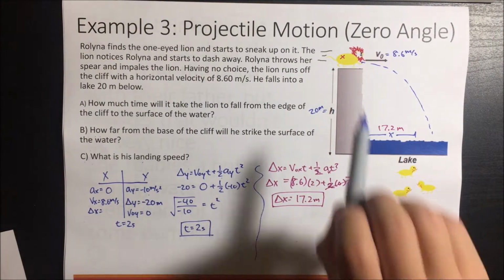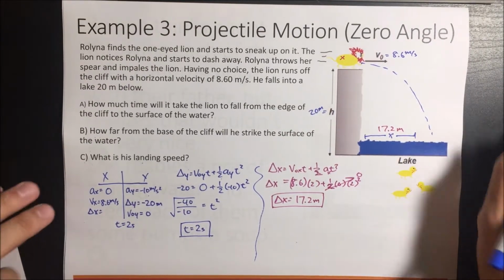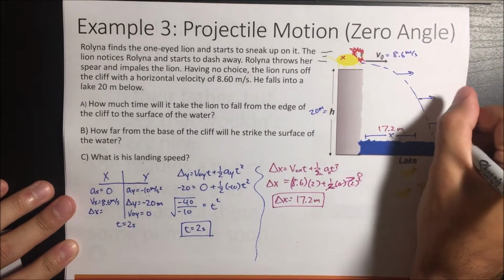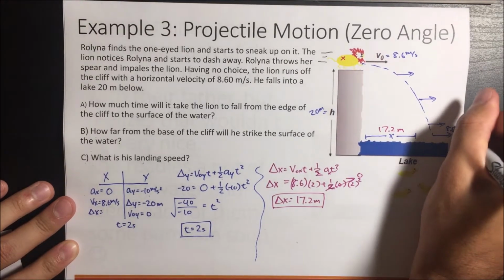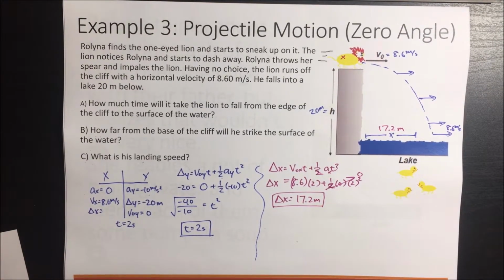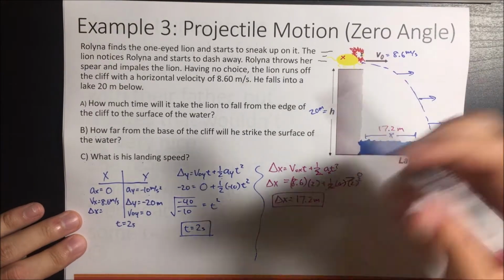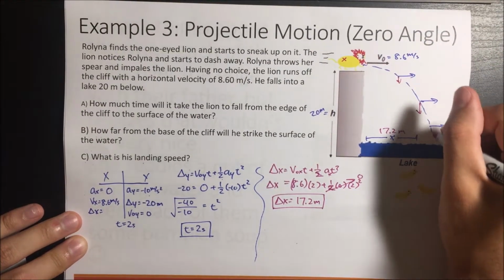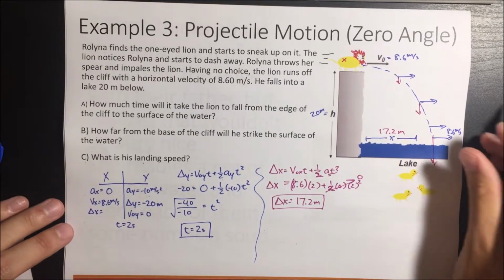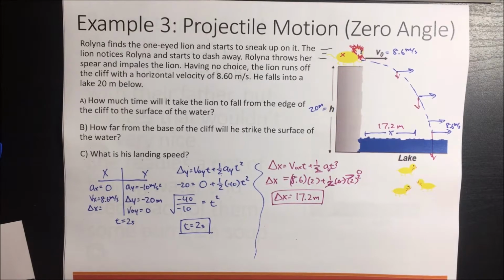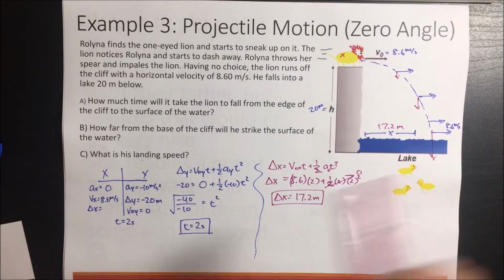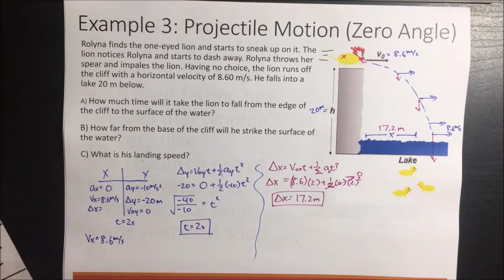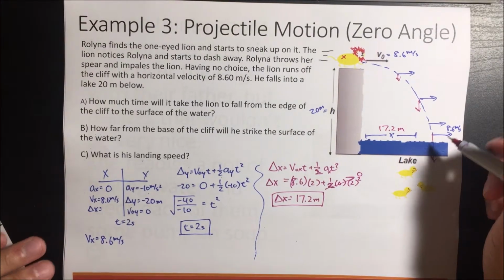First of all, what we should know is this lion is going to be running off horizontally. So in the x direction, there is no acceleration. And what that means is the lion is always going to be going in the x direction 8.6 meters per second. However, in the y direction, as we know, at the beginning, it's going to be going 0. But as it falls, it's going to be going faster and faster and faster. Okay? Because of gravity, it's going to be pulling it faster and faster. So, important to know, we know what the velocity is in the x direction when it hits the water. It's going to be 8.6 meters per second. But we want to find what the velocity is in the y direction when it hits the water.